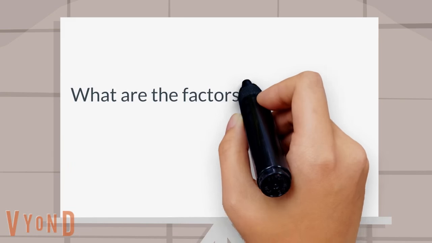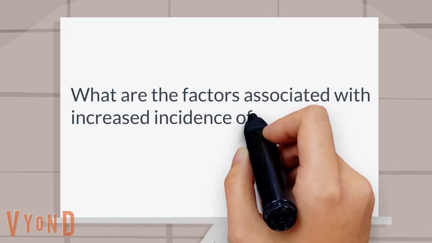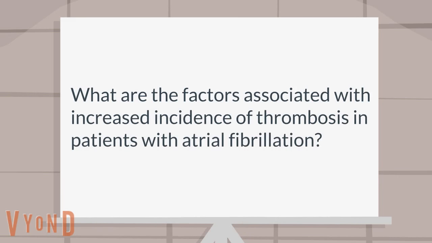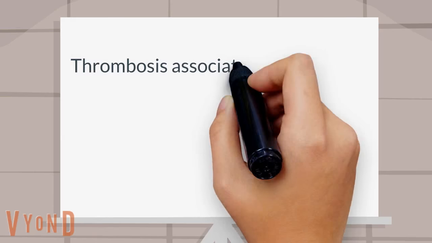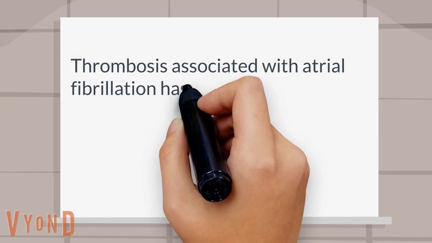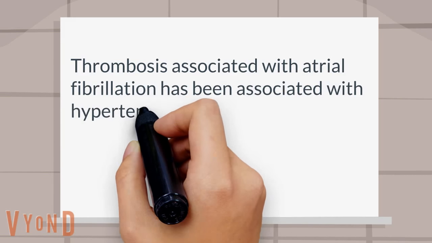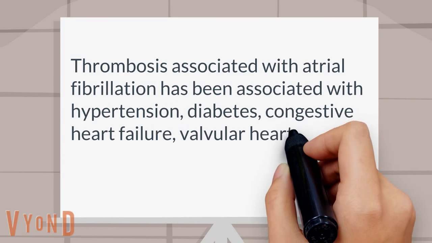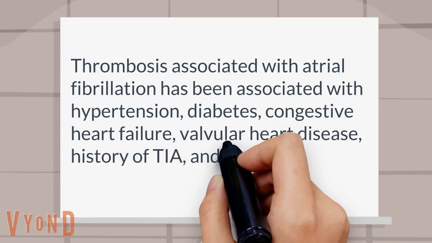What are the factors associated with increased incidence of thrombosis in patients with atrial fibrillation? Thrombosis associated with atrial fibrillation has been associated with hypertension, diabetes, congestive heart failure, valvular heart disease, history of TIA, and age over 75.